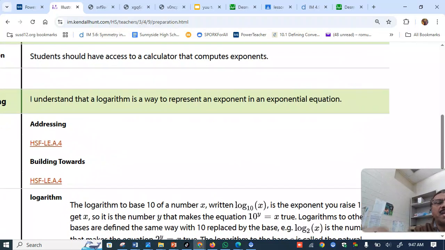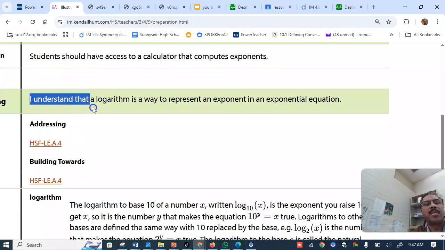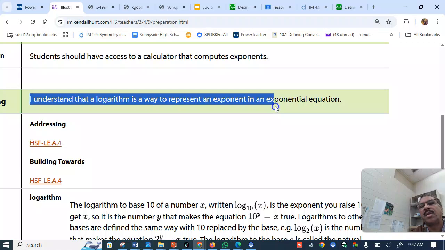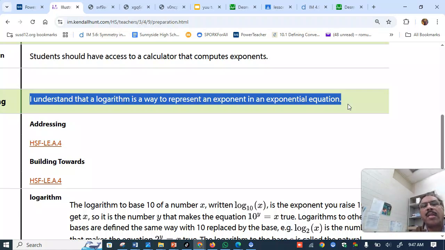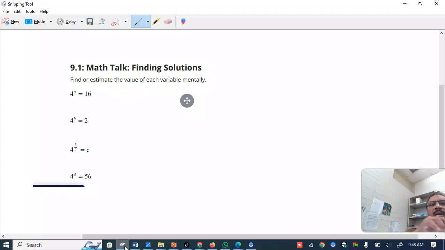is that I understand that a logarithm is a way to represent an exponent in an exponential equation. So at the end of this lesson we need to understand that a logarithm is just a representation of the exponential equation. So how does that work? We will see. Now let me dive straight into the first task.